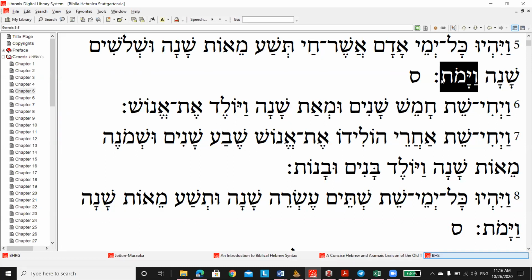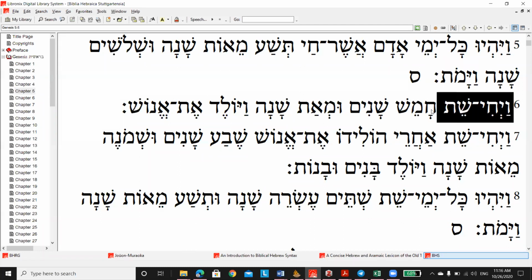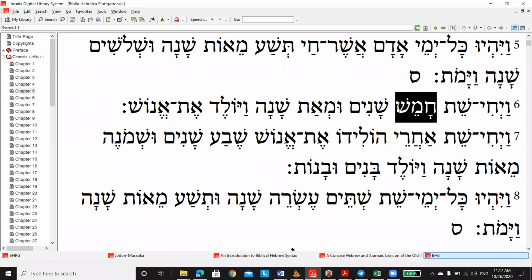Vayamot. Can you translate Vayamot? And he died. Okay. And he died. Verse number 6. Vayhi Shet. And Seth was. Very well. And Seth was. Chamesh Shanim.